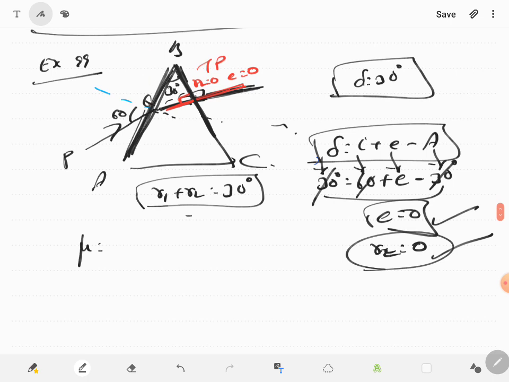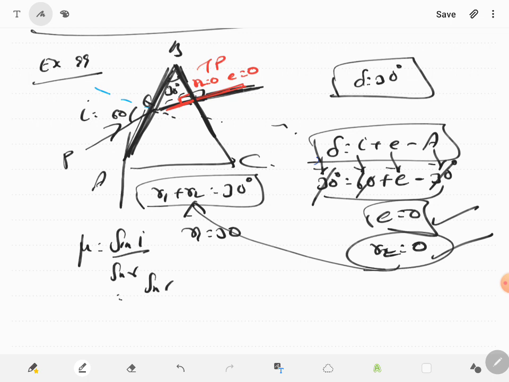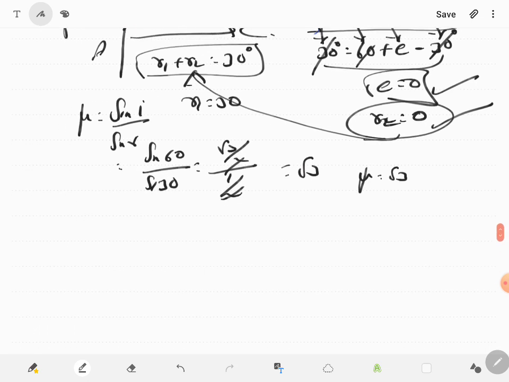You know that R2 is 0. Therefore, R1 is 30, and you know I is equal to 60. Using this first phase, you can write sin I by sin R. So sin 60 by sin 30. Sin 60 is root 3 by 2. Sin 30 is 1 by 2. So the answer is root 3. Therefore, the refractive index itself is root 3. One of the most beautiful sums.